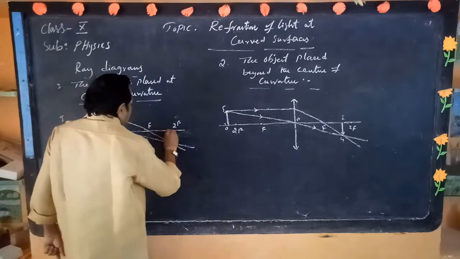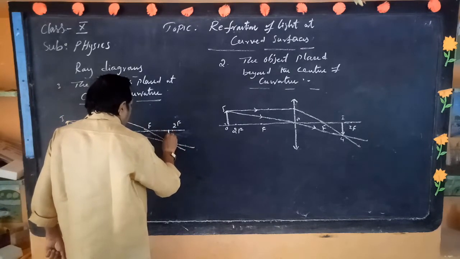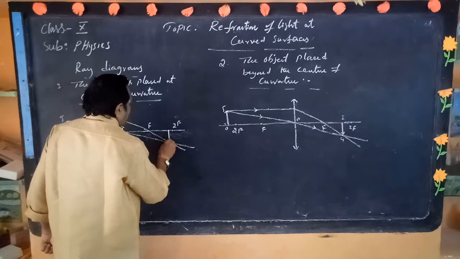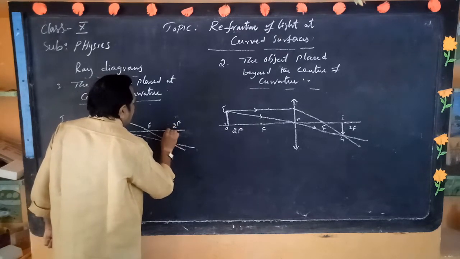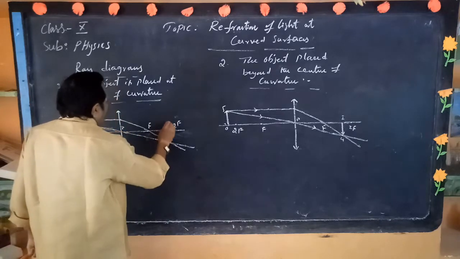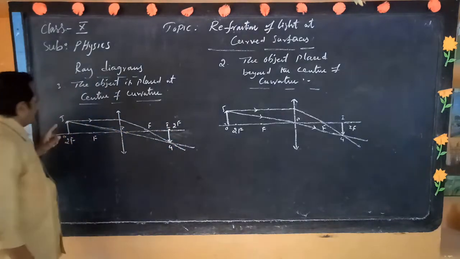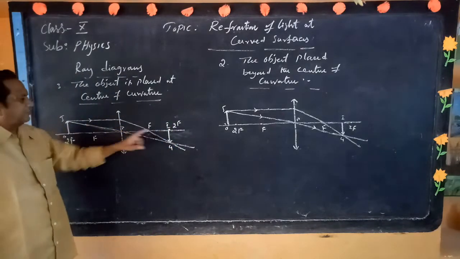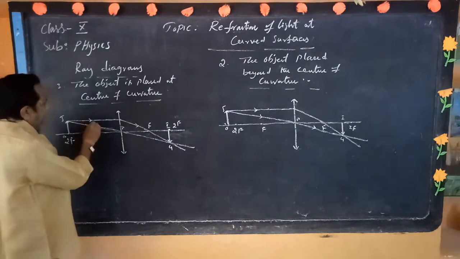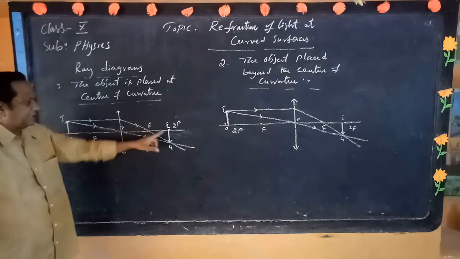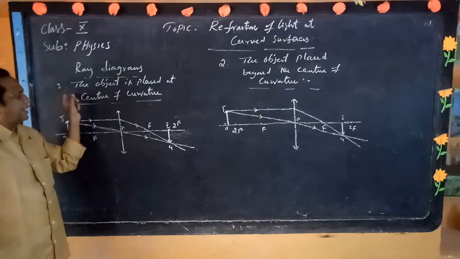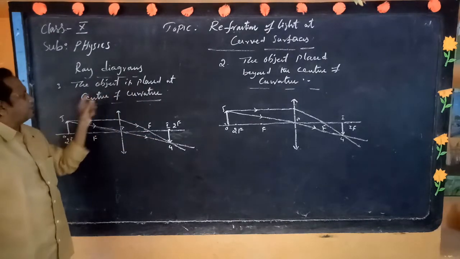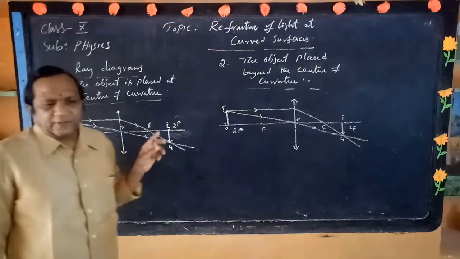And where these rays meet, at that point the image will be formed. So it is the condition of 2F. This point is taken as 2F. Here the image will be formed. Here the size of the object and the size of the image will be the same. Remember that in this condition, image size and object size will both be the same when the object is placed at the center of curvature.